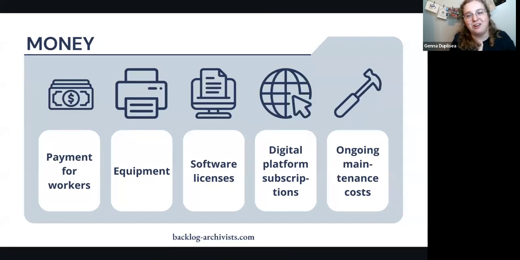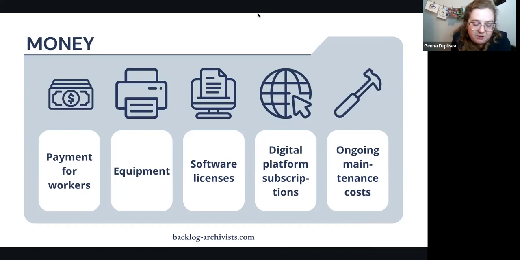So money, the hardest thing to get to accomplish a project. This is going to include payment for your workers, buying any equipment, buying software licenses, paying for a digital platform subscription. So if you're hosting everything online, you have an annual subscription, as well as storage costs and ongoing maintenance costs. And you can't talk about digitization without digital preservation. So there will always be ongoing maintenance costs.